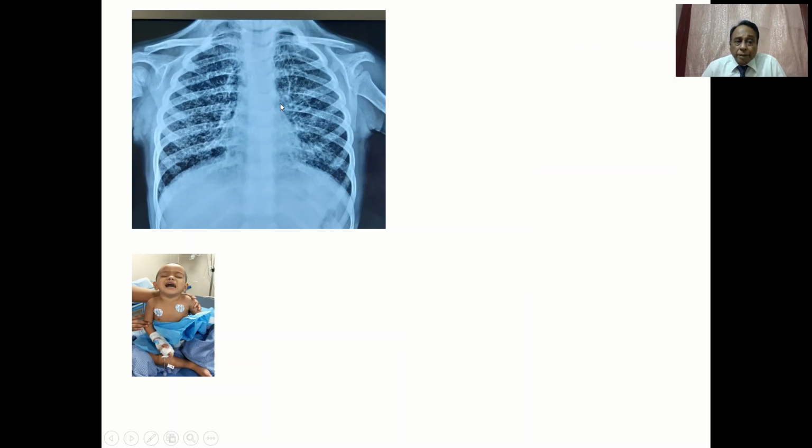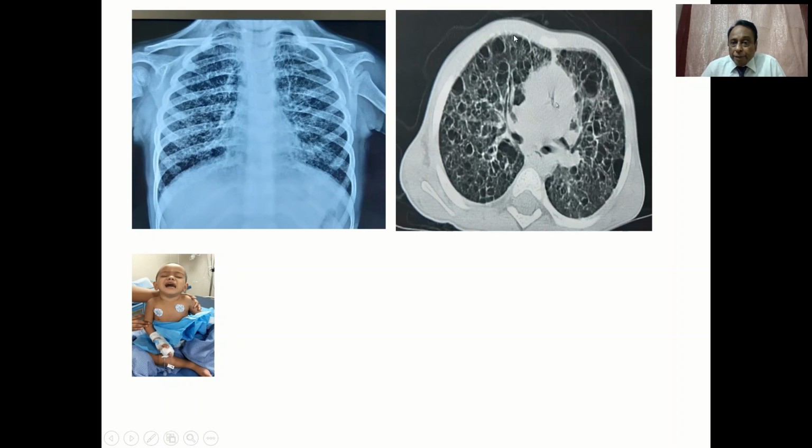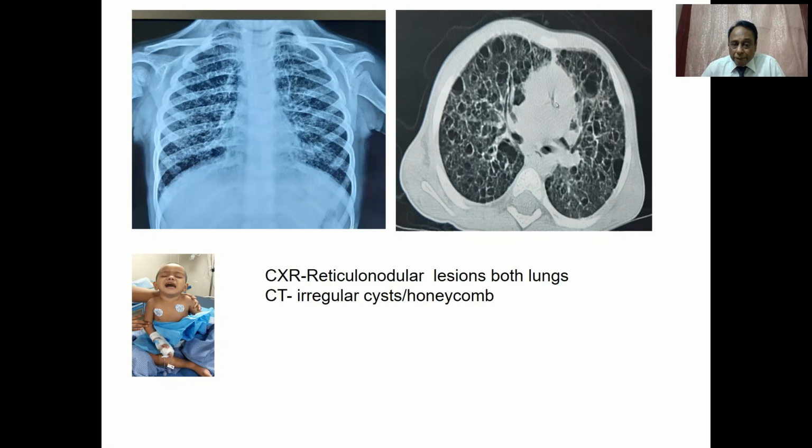This is the last X-ray. The child was brought with only one X-ray, and the child is typically sick looking. For me, it looks like miliary. But when I look keenly, there are some cysts also, so I immediately ask them to go for CT. CT gives a nice picture. You can see the cysts. The cysts are bilateral, of varying size, and that typically goes with what?